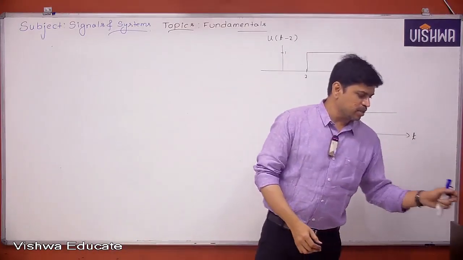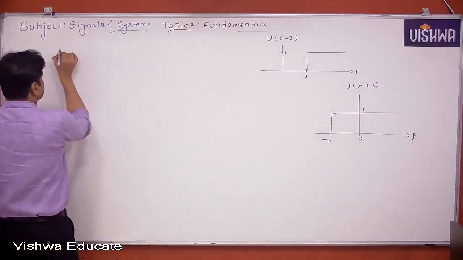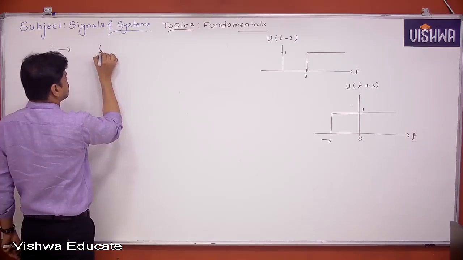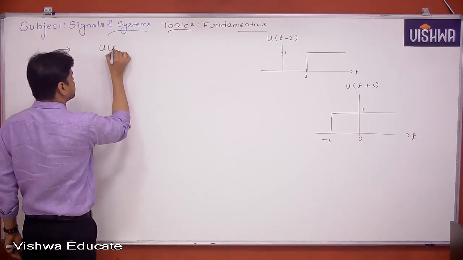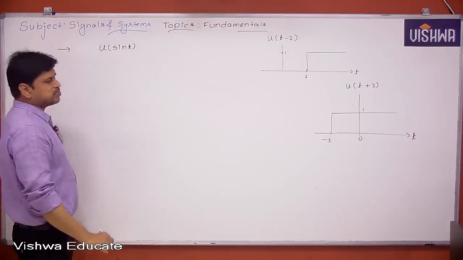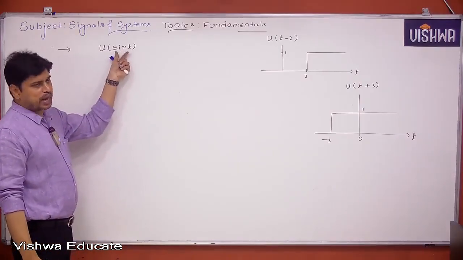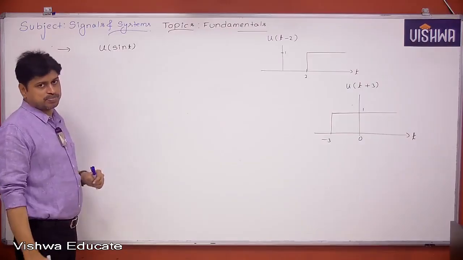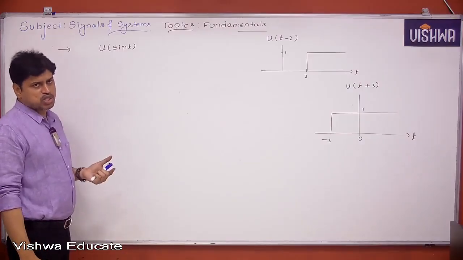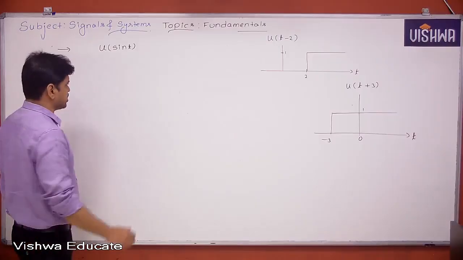In a similar manner, suppose somebody asks you to draw u of, let's say, sin t. Again the same thing. Whenever the argument is positive, I am not talking about t now, I am talking about entirely sin t. So when sin t is positive, we get 1. When sin t is negative, we get 0. That is as simple as that.